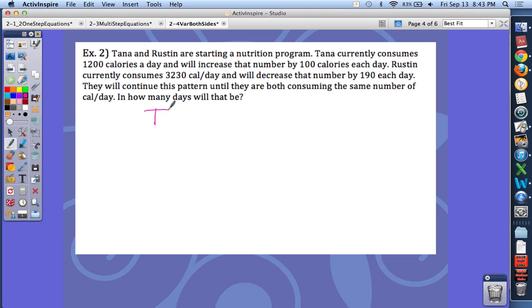So we want to know, if they continue this pattern, when will they both consume the same number of calories? So when will Tana's equal Rustin's? Let's pull some information out here. Tana has 1,200 calories a day and is going to increase by 100 each day. Rustin currently consumes 3,230, and he's going to decrease by 190 per day.